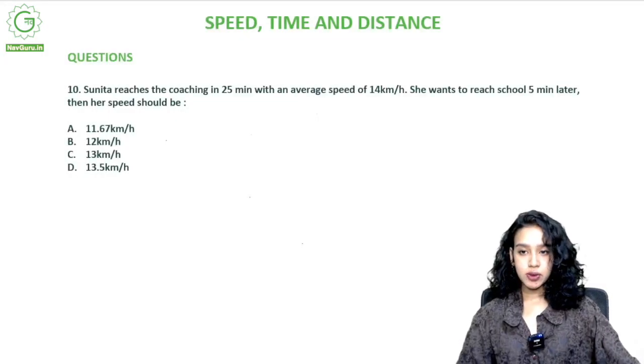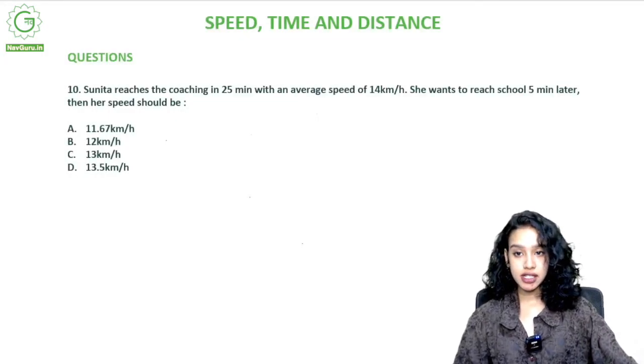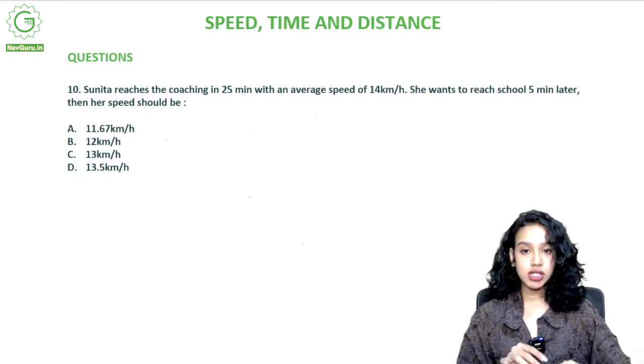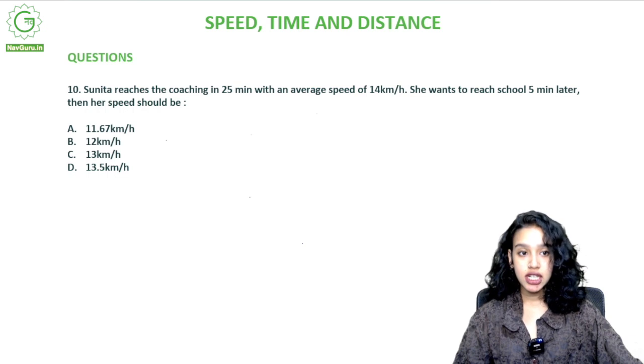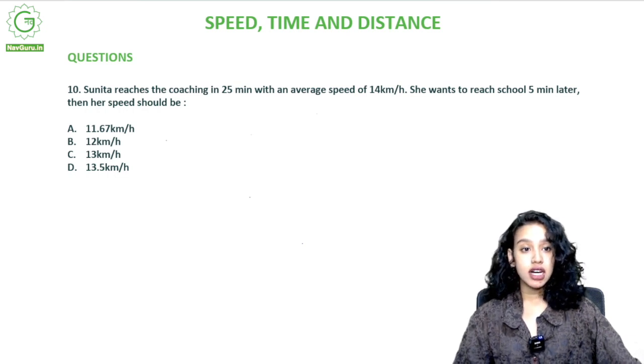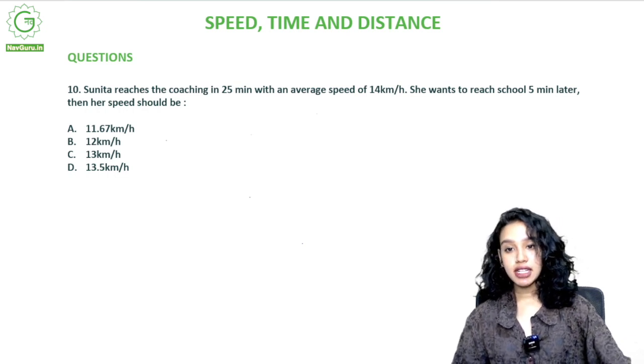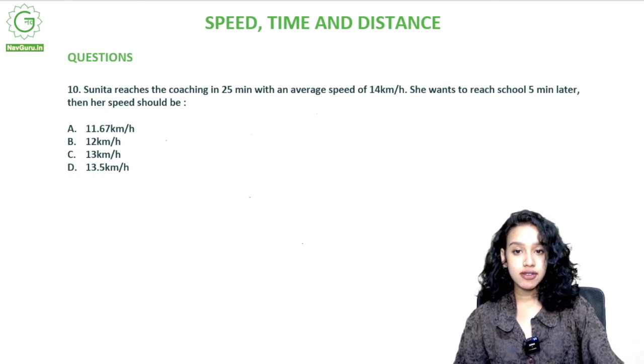So let's solve this question from the chapter Speed, Time and Distance. Sunita reaches the coaching in 25 minutes with an average speed of 14 km per hour. She wants to reach school 5 minutes later than her speed should be. So here first we'll calculate what is the distance between them, right?